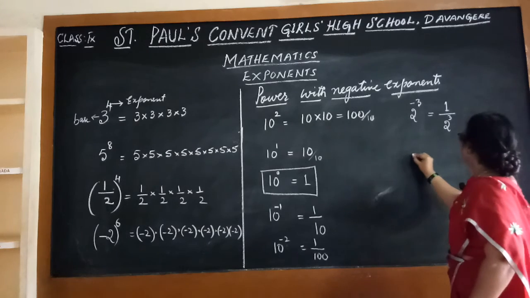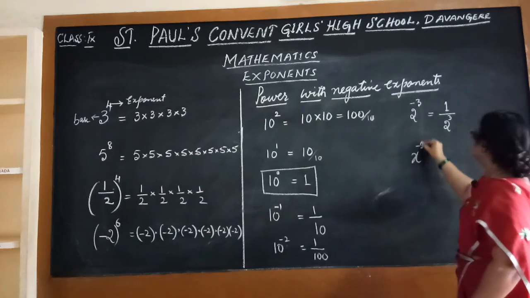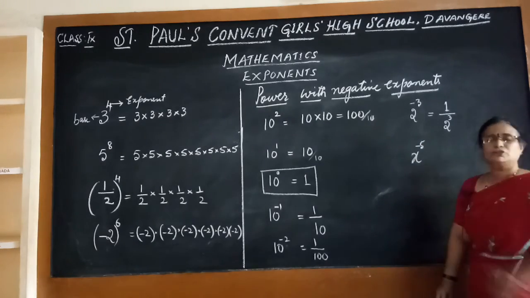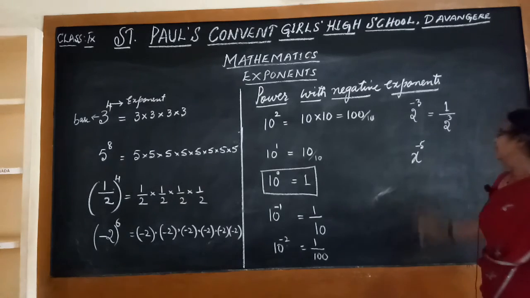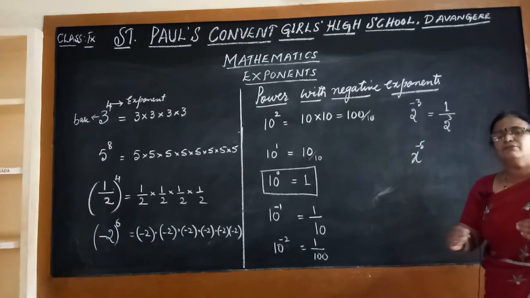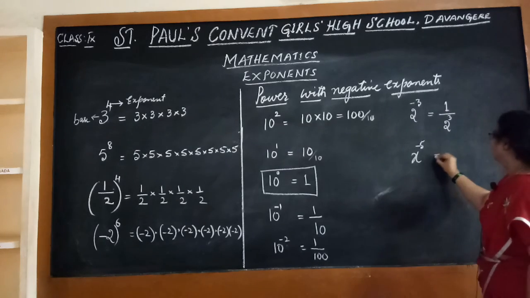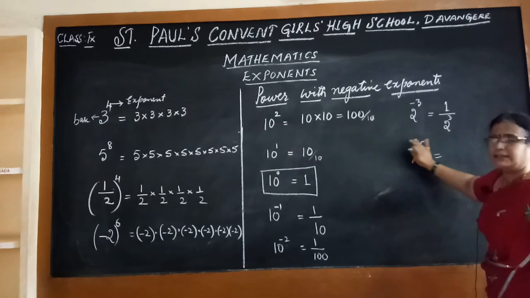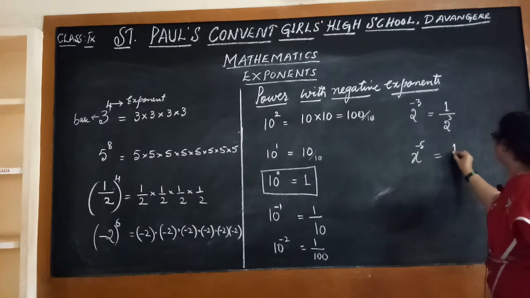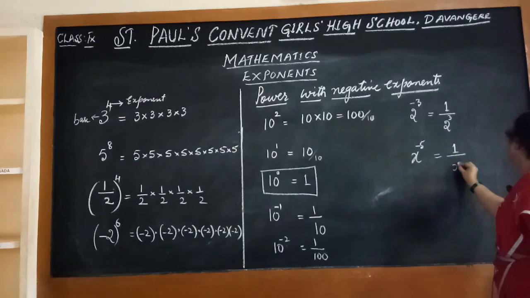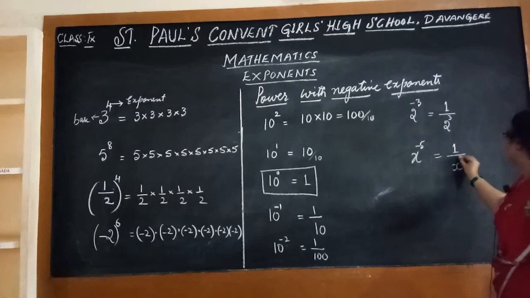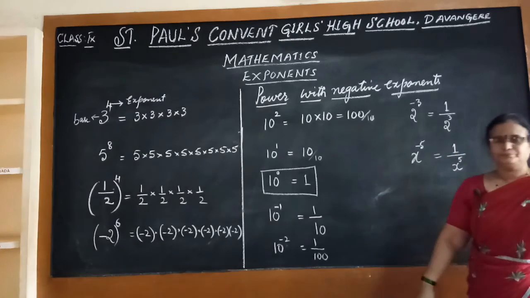In the same way, x to the power of minus 5. It is a negative index. I will rewrite this as positive index. How? It is in the numerator. So we shall bring it to the denominator. 1 divided by x to the power of plus 5, minus 5 changes to plus 5.